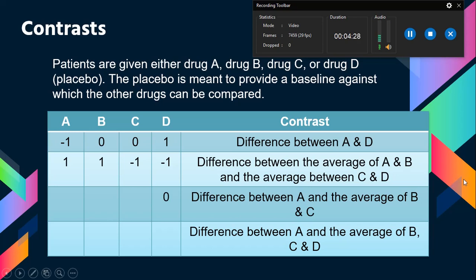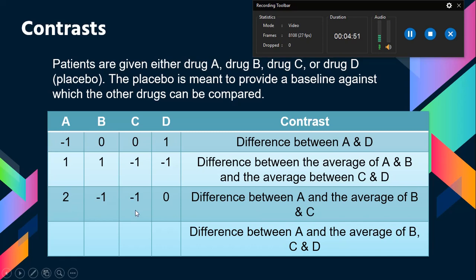In the third example, it says the difference between A and the average of B and C. The placebo is not being considered at all, and therefore it gets assigned a coefficient of 0. So A, you get to choose. Maybe A is 2, and B and C are both negative 1. So those coefficients would add up to 0.